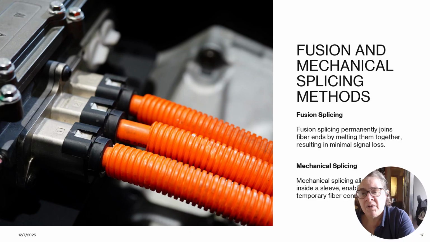Fusion splicing permanently joins fibres by melting ends together for low loss, while mechanical splicing aligns fibres along a side for quicker, temporary connections. And I would do fusion rather than mechanical, but it is what it is.